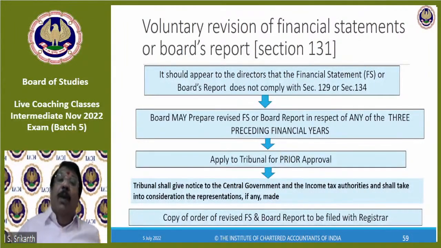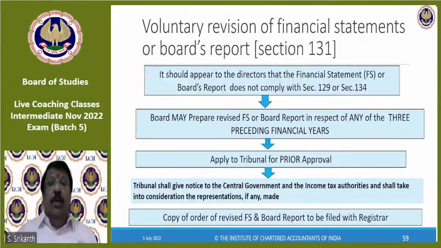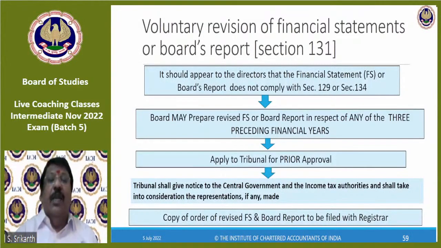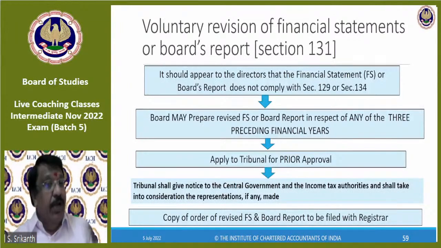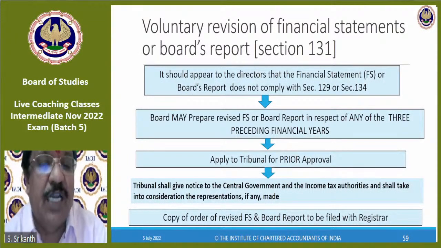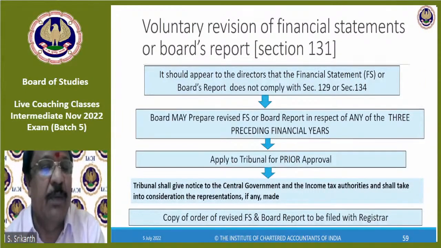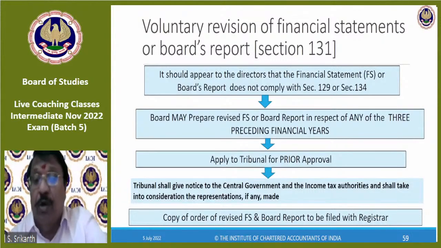Now, board may prepare a revised financial statement or board report revised in respect of any of the 3 preceding financial years. 3 preceding financial years. And can apply to tribunal for prior approval. So they have to get the approval of the tribunal and then only do it. Tribunal shall give notice to the central government and the income tax authorities and shall take into consideration the representations, if any, made. Because at least they are put on notice.